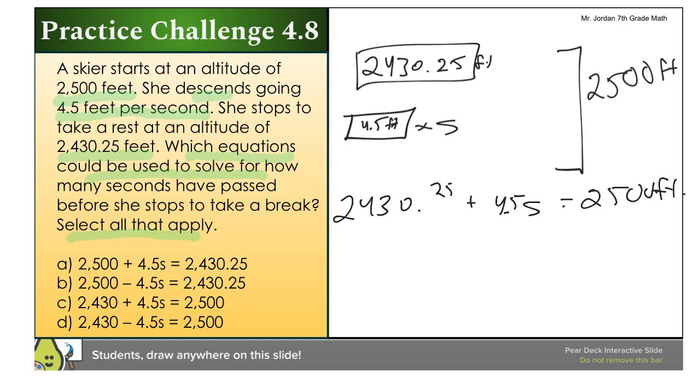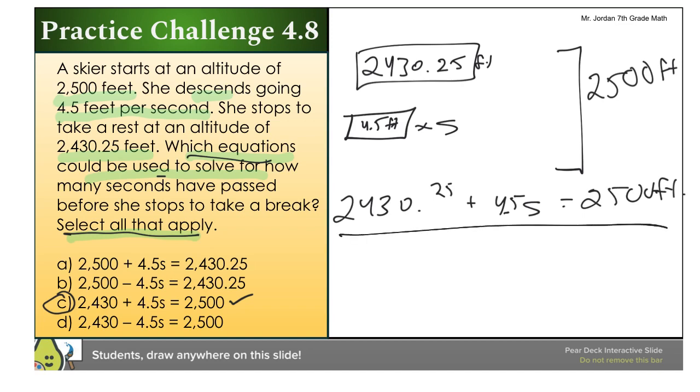So I can look at my equations here and see that that is what C is. So I know that C is correct, but the question says which equations could be used, and select all that apply. So I have to see if any others make sense.